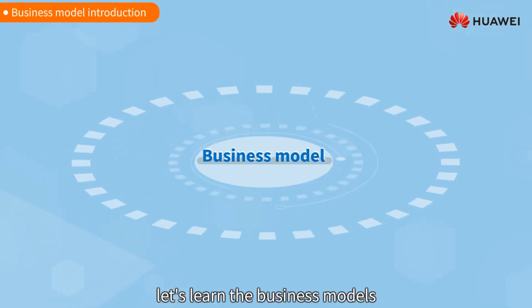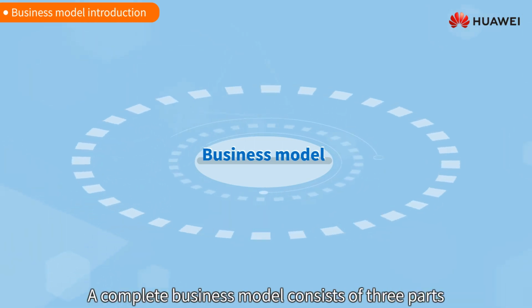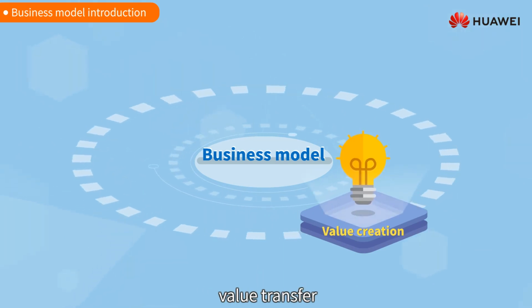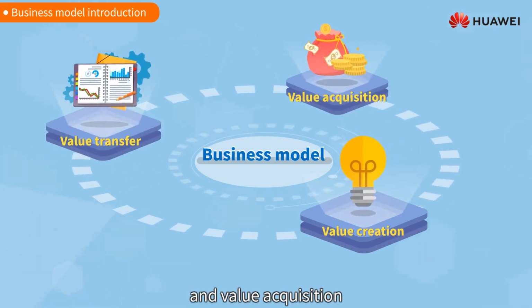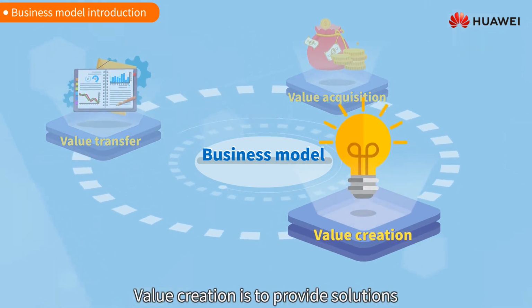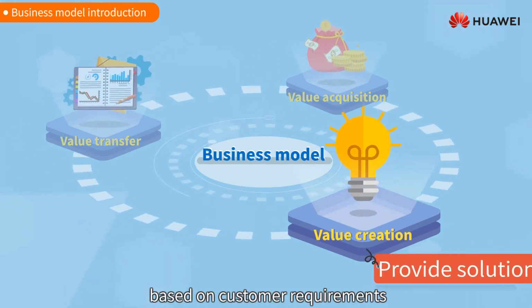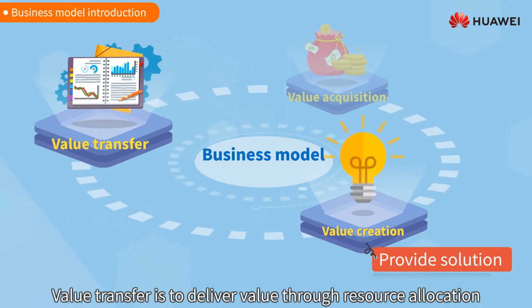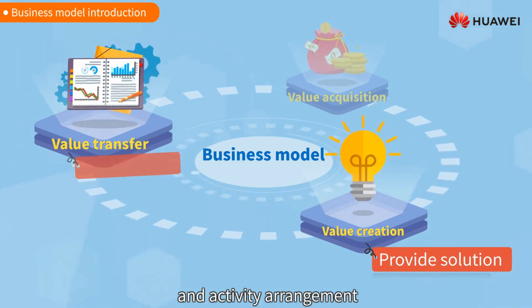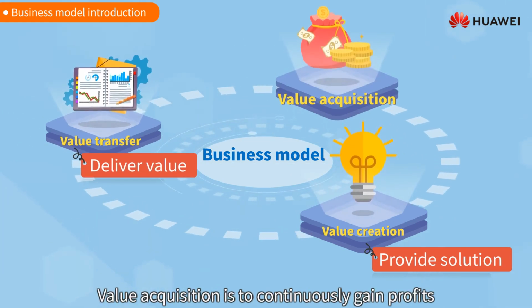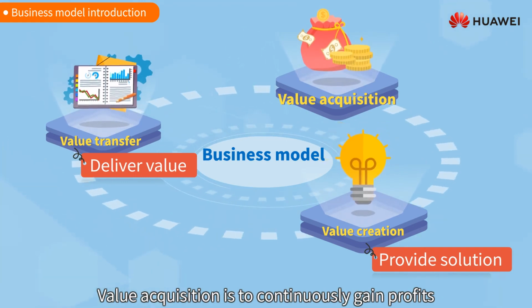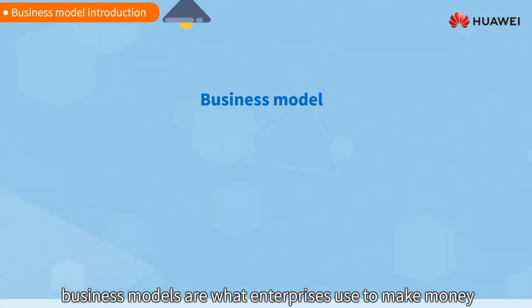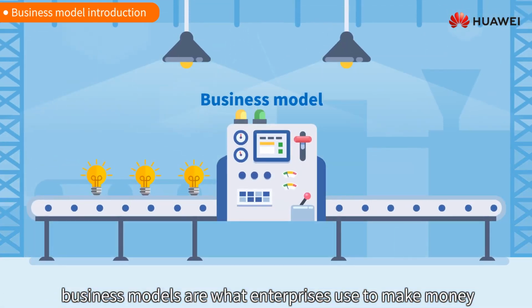First, let's learn the business models. A complete business model consists of three parts: value creation, value transfer, and value acquisition. Value creation is to provide solutions based on customer requirements. Value transfer is to deliver value through resource allocation and activity arrangement. Value acquisition is to continuously gain profits through a certain profit model. In short, business models are what enterprises use to make money.